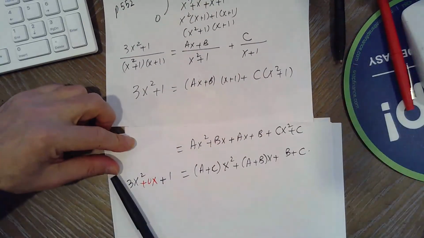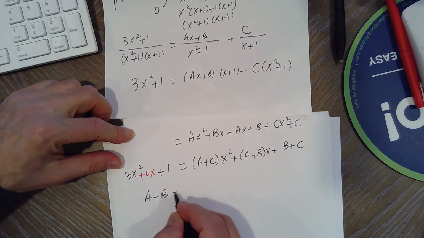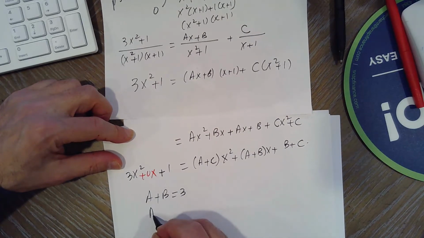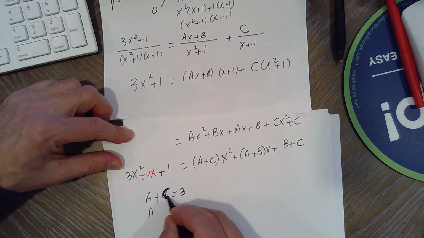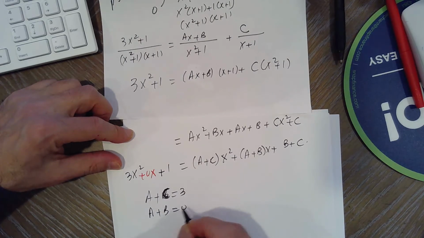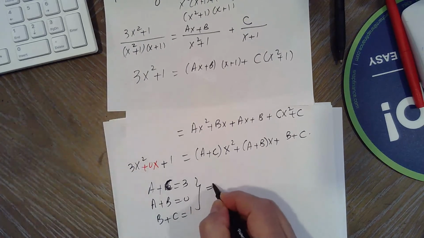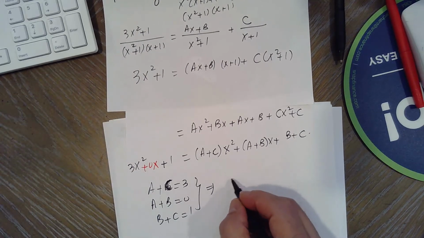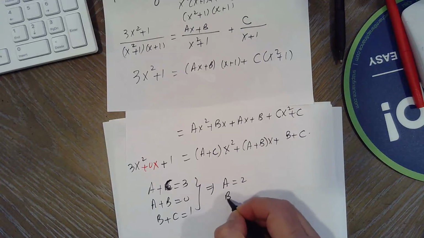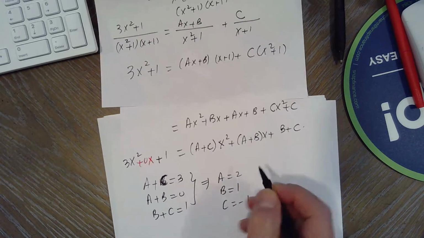So x squared equals x squared, that means a plus c equals 3. x equals x, that means a plus b equals 0, and b plus c equals 1. So solving this, we get a equals 2, b equals 1, and c equals -1.